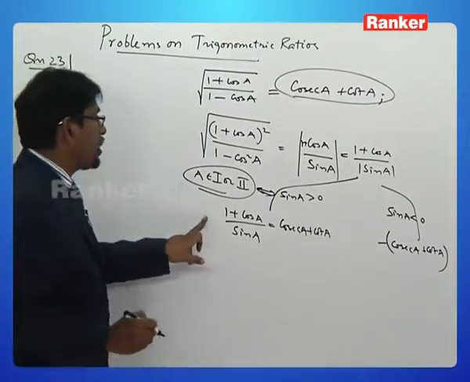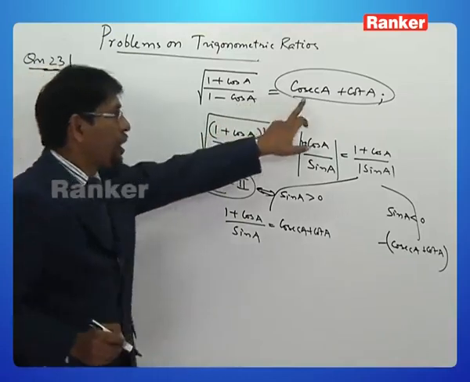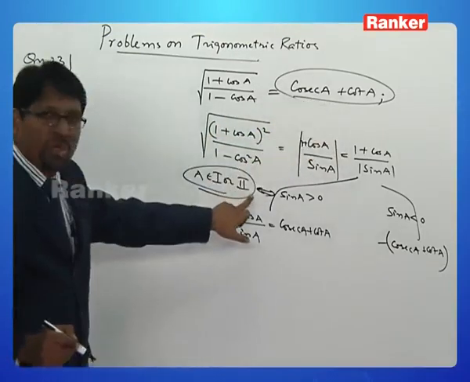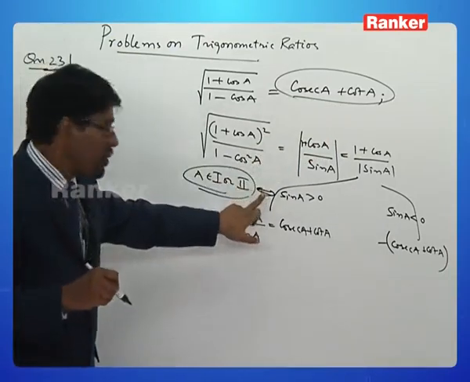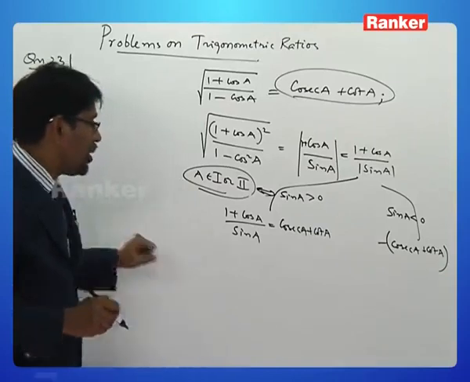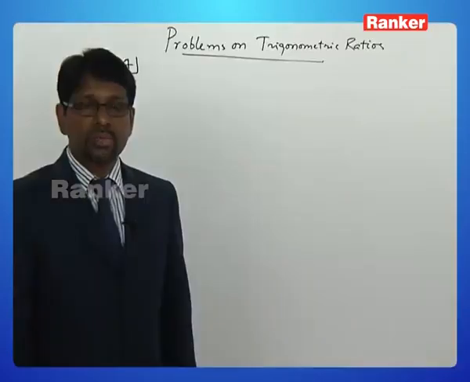So this root of (1 plus cos A) by (1 minus cos A) can be equated to cosecant A plus cot A whenever sin A is positive. And when is sin A positive? Whenever A lies in the first or the second quadrant. Therefore the right option is 1. Let's move on to the next question.